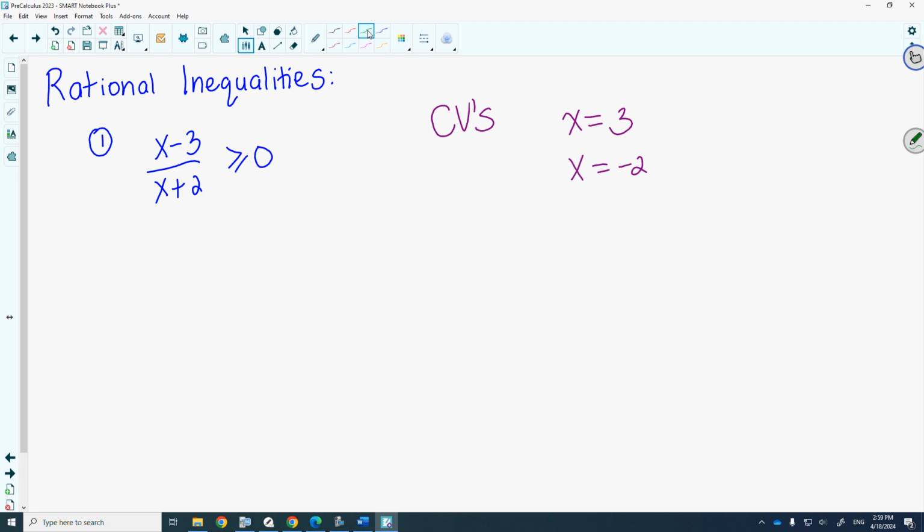Now, one thing that's important to note is there's a non-permissible value here. So non-permissible value, x plus 2 cannot be equal to 0, x cannot be equal to negative 2. So this critical value is going to be a non-permissible value. Okay, so we just want to always outline that. Okay, so once you have your 2 critical values, we're going to do the same thing. You're going to put those 2 critical values on a number line.